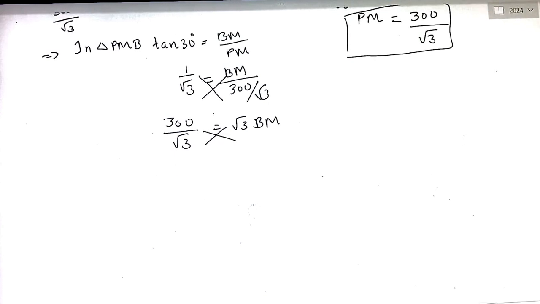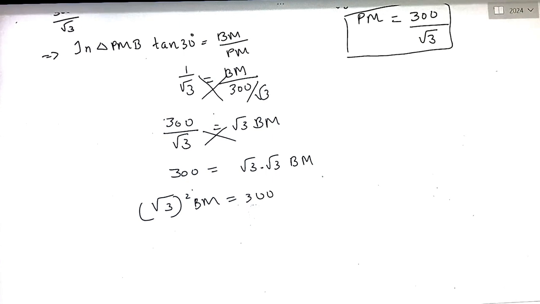So when we apply the cross multiplication, it will become 300 is equal to root 3 into root 3 BM. Okay, so I'll just take the left hand side, that will become root 3 into root 3, which is root 3 square, BM is equal to 300. So square and root 3 get cancelled. So BM is equal to 300 divided by 3, that is 100. So what is the value of BM? BM is 100.